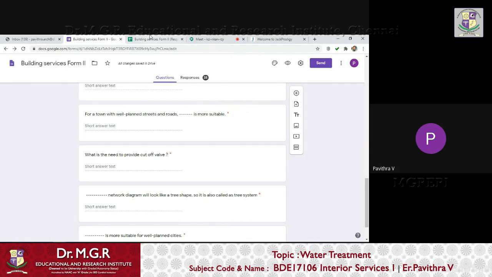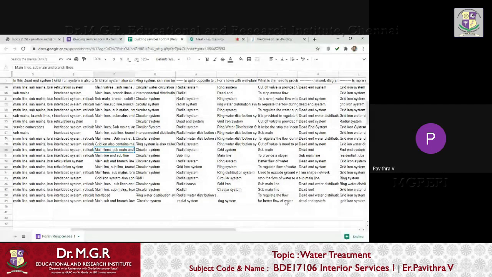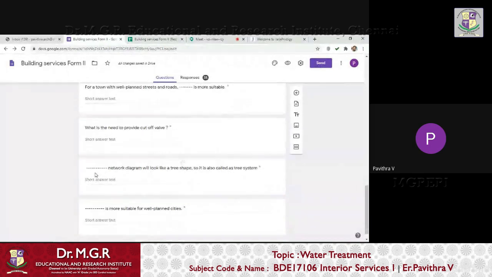Some of them have given the right answer. Dash network diagram will look like a tree.